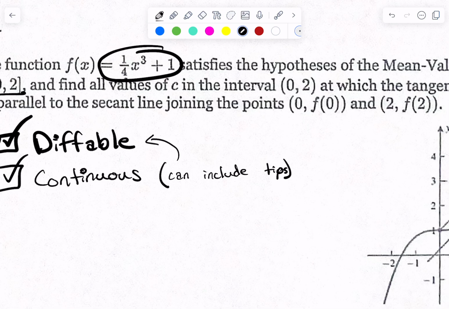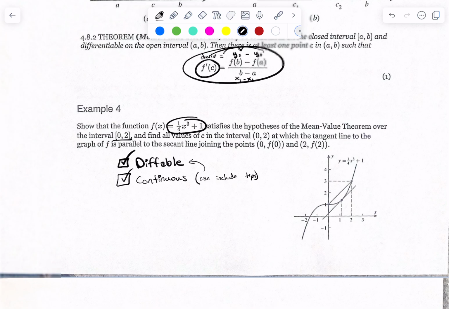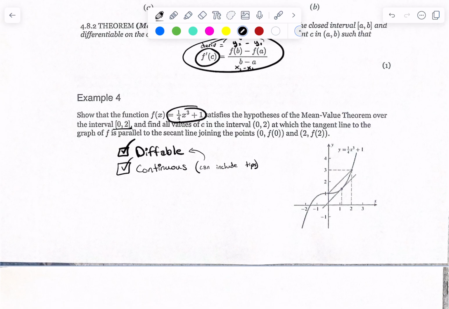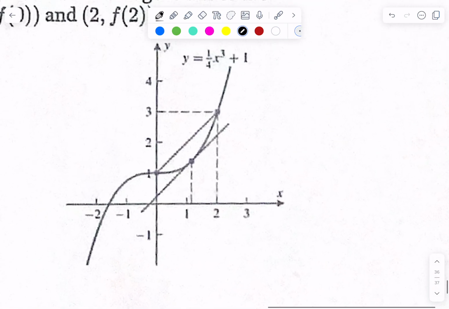Because an absolute value function is continuous, right? It's just not differentiable. So all of those boxes have checked. They're continuous and differentiable. And now we're going from 0 to 2.